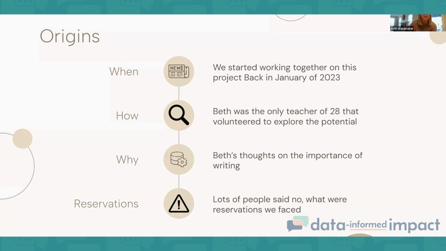As an ELA teacher, writing is a huge part of that, and I'm very passionate about writing. But the one downfall of writing is the grading.